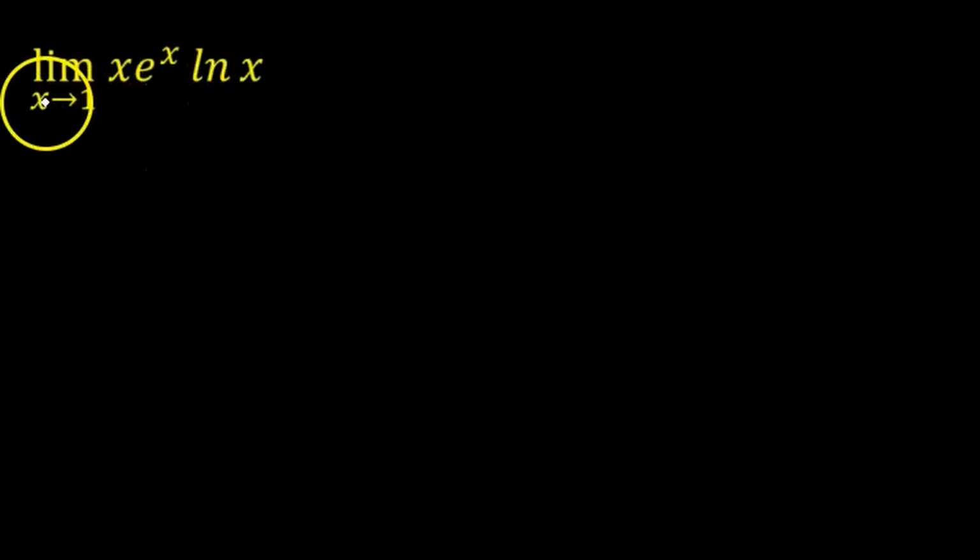So as x goes to 1, this factor becomes constant. This factor becomes constant as well. But here, this goes to 0. So since this one's going to 0 and these are all going to their own constants, then the limit of this function together is 0 as well.